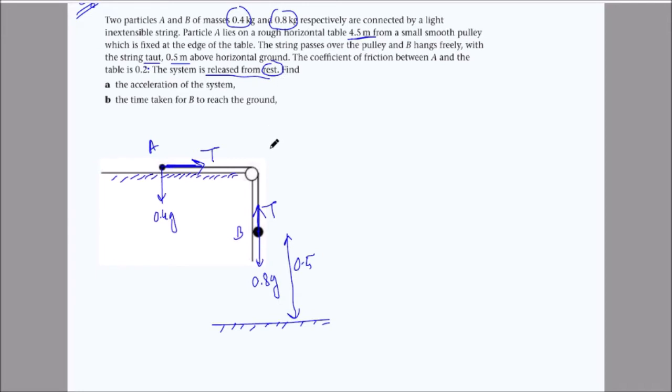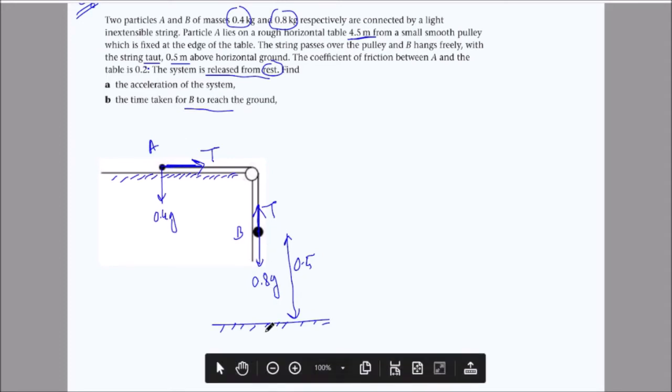So when you release the system, B will move downward and A will move towards the right. It's pretty much obvious, A is not going to go backward, right? B, because of its weight, will move downward and A will move towards the right. You can also check the later portion of the question, where it's mentioned that B reaches the ground. It means B is going downward, so by default A will be moving towards the right.